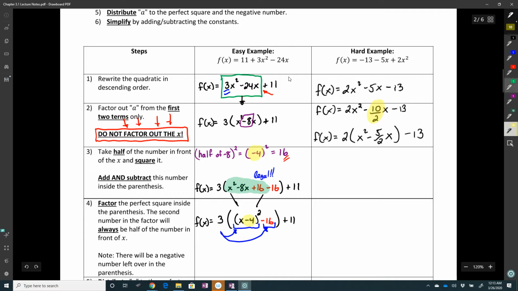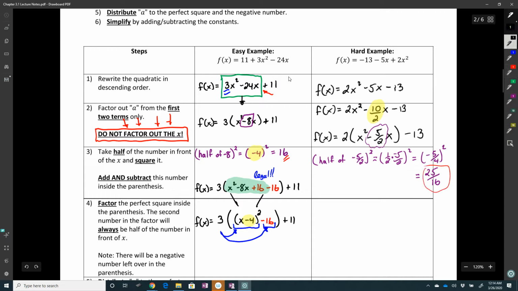Anyway, to make things even uglier, now I look at my number. My number is negative 5 halves. I'm going to take half of negative 5 halves, and I'm going to square it. Half of negative 5 halves, that's just 1 half times negative 5 halves. That's just negative 5 fourths squared. And when you square it, you get the delightfully nasty number 25 over 16.